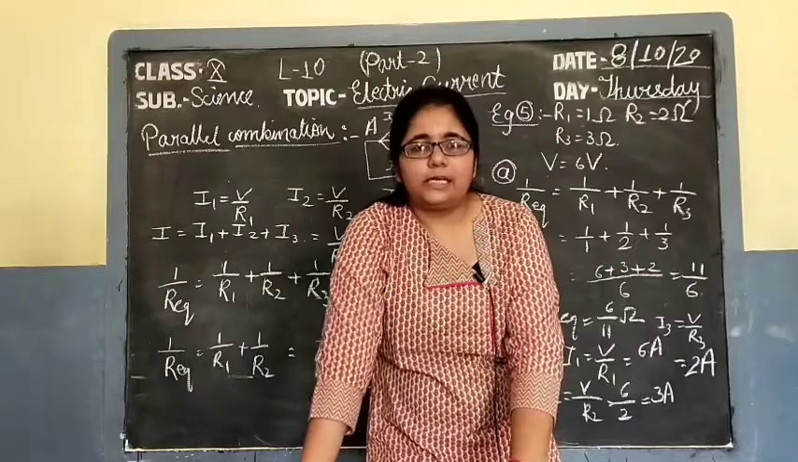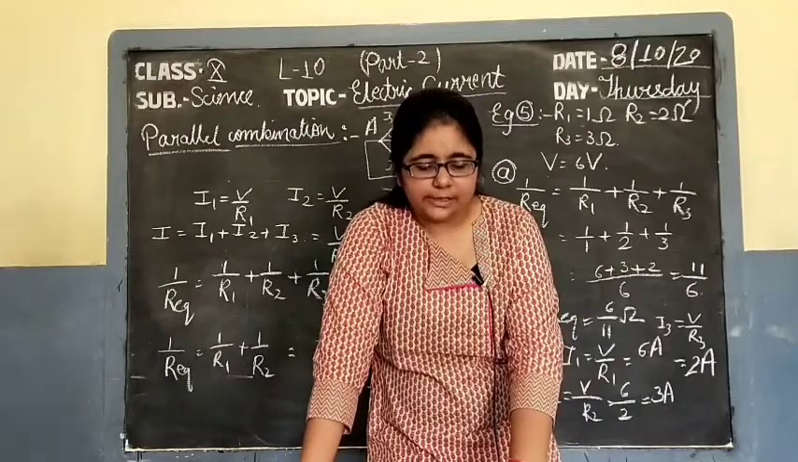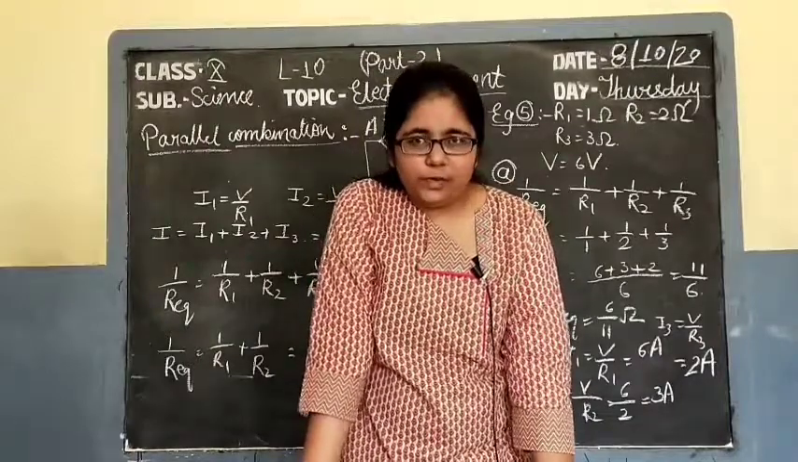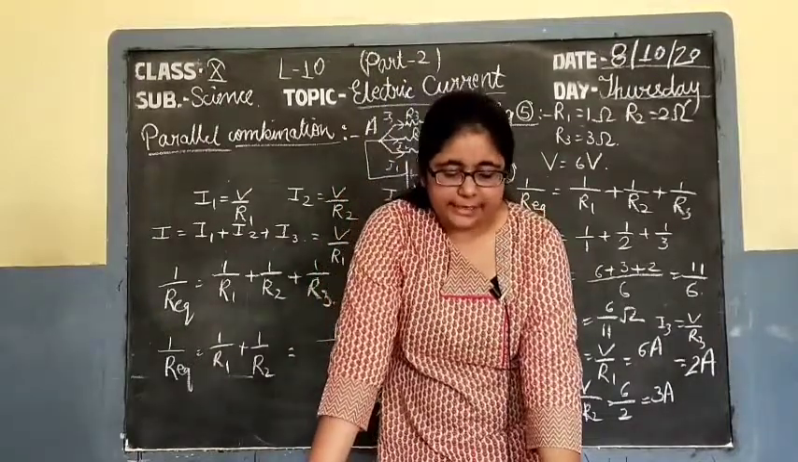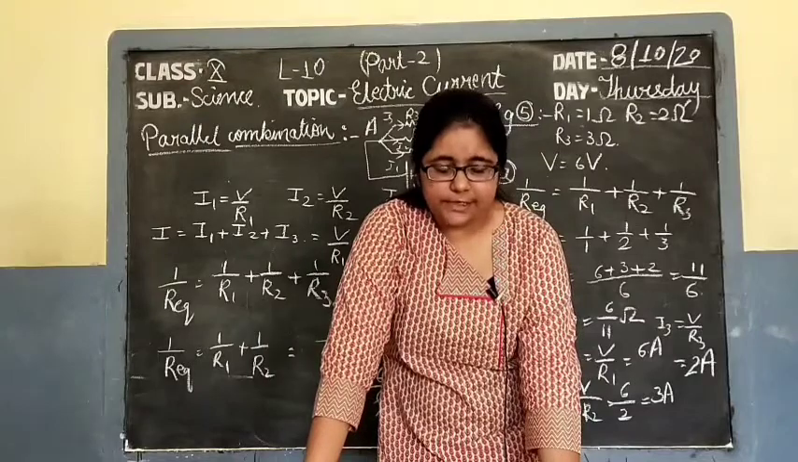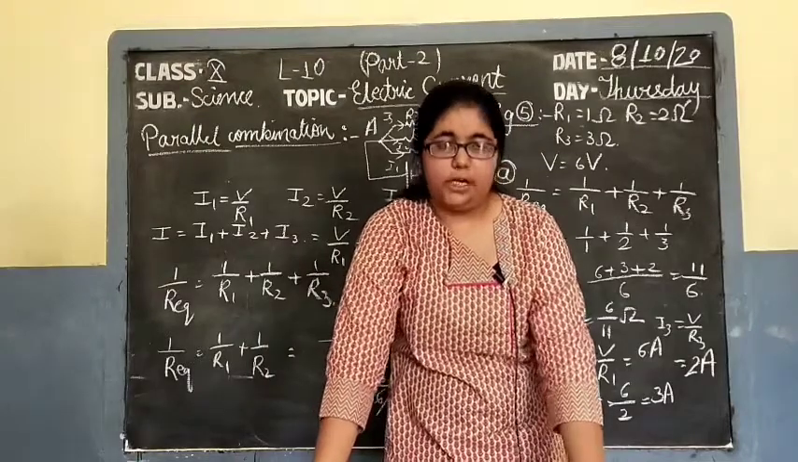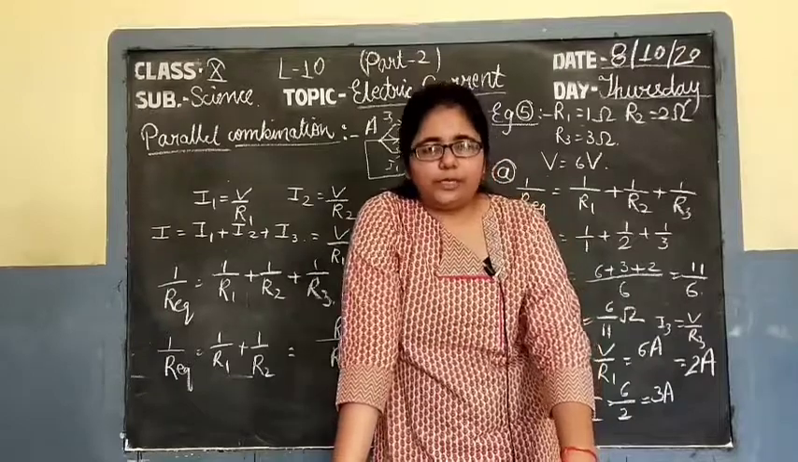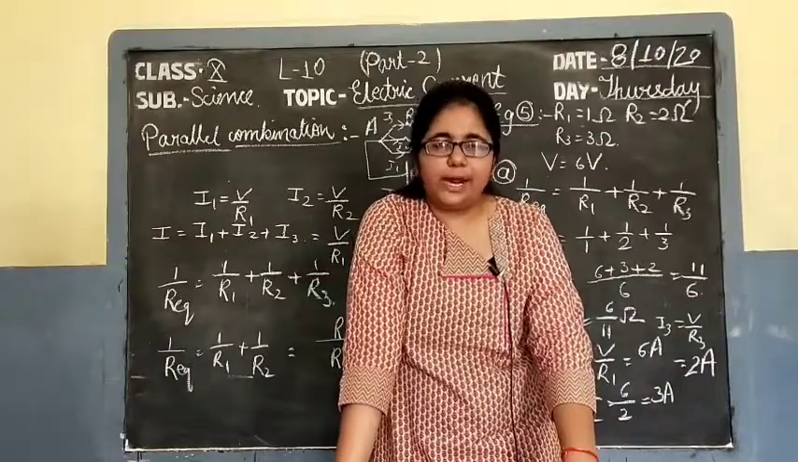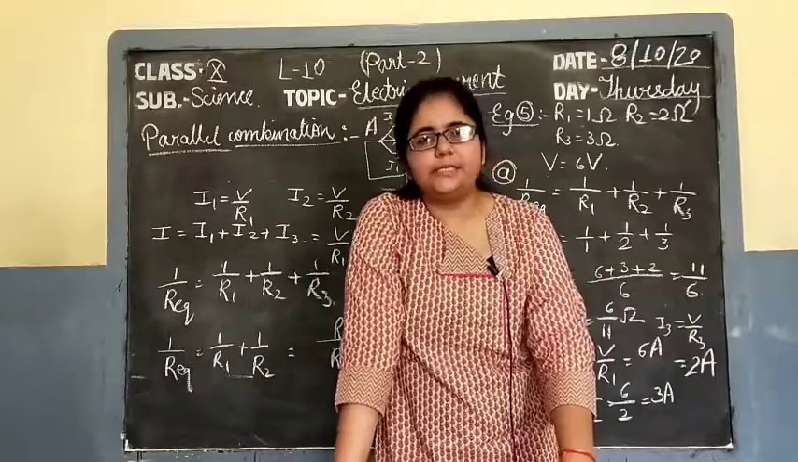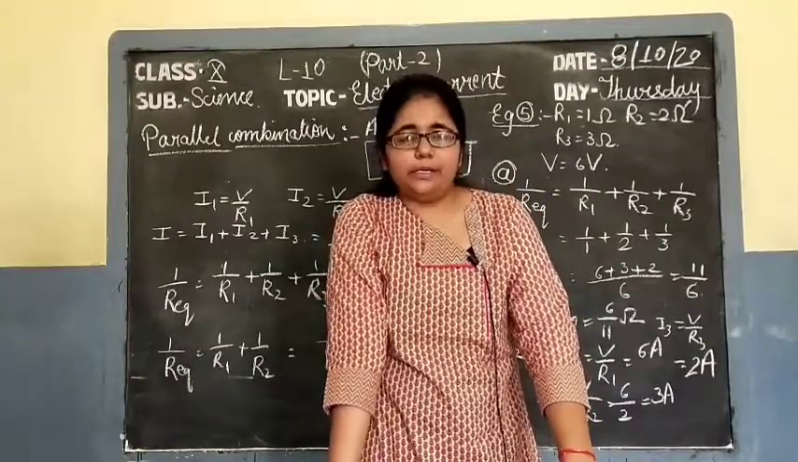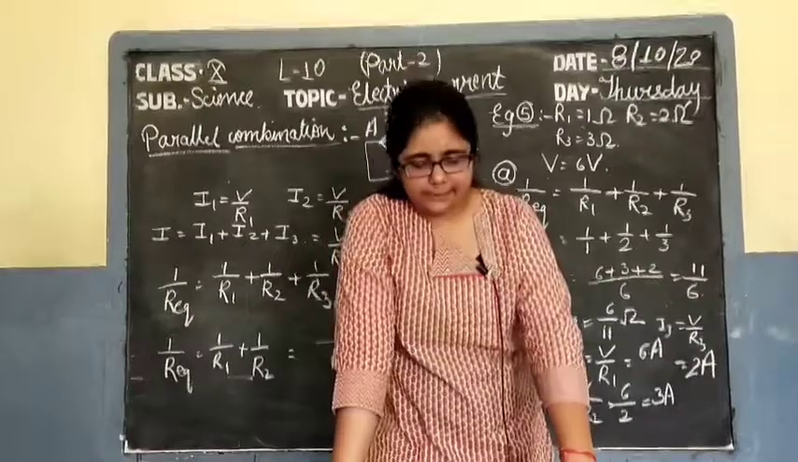So in the previous class we have started our new chapter, electric current. Electric current is charge flowing per unit time, that is charge divided by time, that is I is equal to Q by T. The unit of current is ampere. There are smaller units of current, that is milliampere and microampere. Milliampere is 10 to the power minus 3 ampere and microampere is 10 to the power minus 6 ampere.